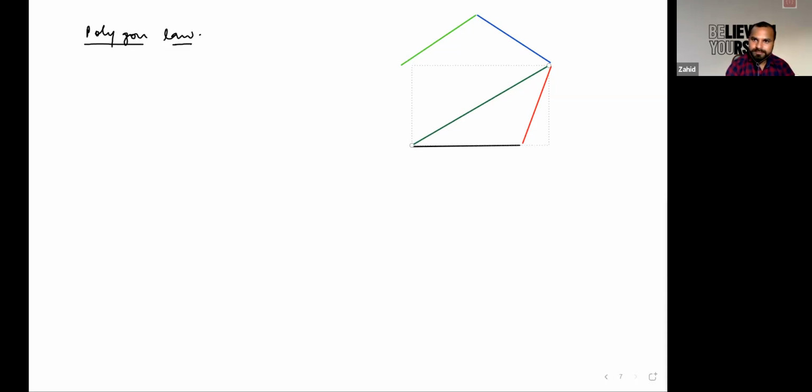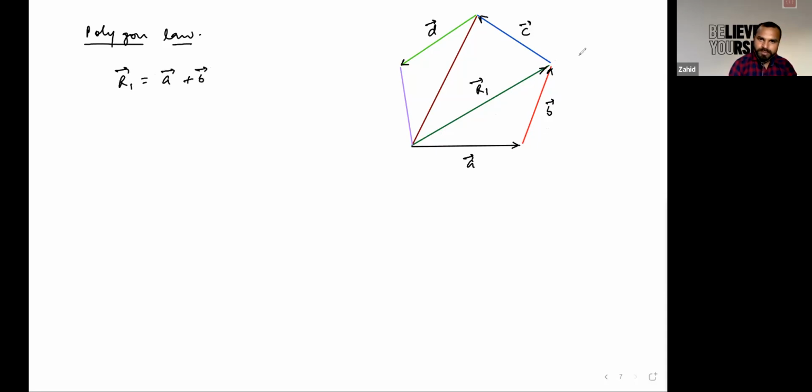Similarly, if you have to calculate this plus this, it will be from this point to this point. And similarly, the final resultant will be from this point to this point. This is vector A, this is vector B, C, D, along this path. So let's say this vector is termed as R1. So according to triangle law, R1 would be equal to A plus B. Similarly, let's say this vector as R2. So R2 will be resultant of C and R1. As R1 is equal to A plus B, so it will be A plus B plus C.